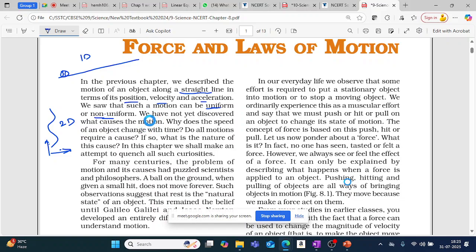We have not yet discovered what causes the motion. Why does the speed of an object change with time? Do all motions require a cause? If you push or pull, there is a motion happening. Is there a motion possible without a push or pull? So, what is the nature of this cause? In this chapter, we are going to study all these questions.